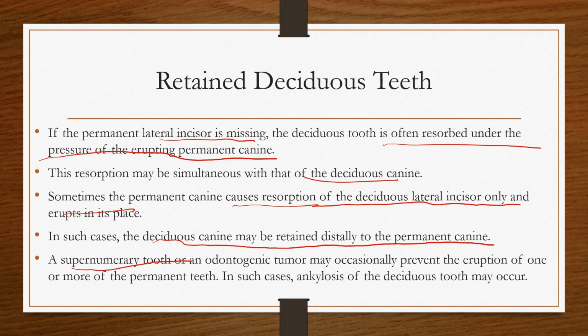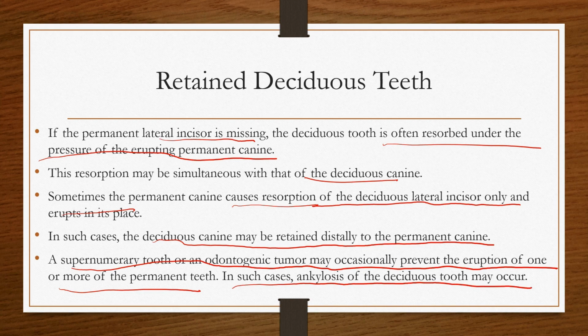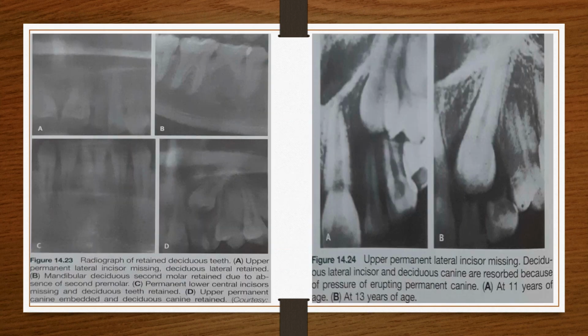A supernumerary tooth or an odontogenic tumor may occasionally prevent the eruption of one or more permanent teeth. In such cases, ankylosis of deciduous teeth may occur. Supernumerary teeth are of different kinds. So look how the second deciduous molar is here, which is retained, and we have here a deciduous tooth. Here we have impacted and retained permanent teeth. See, also here and here in the mixed dentition.